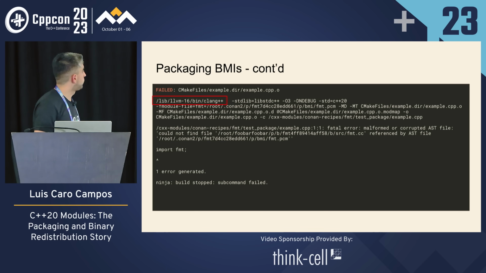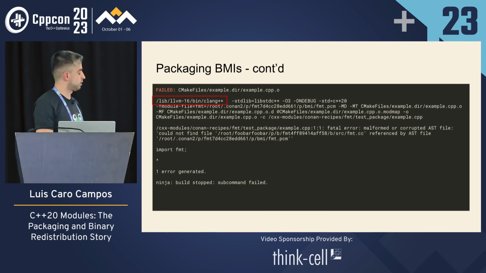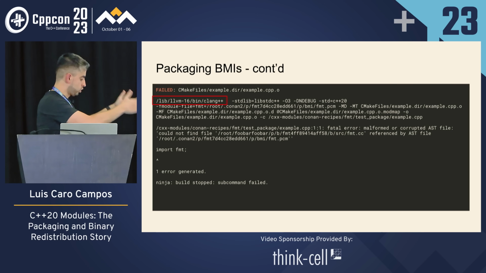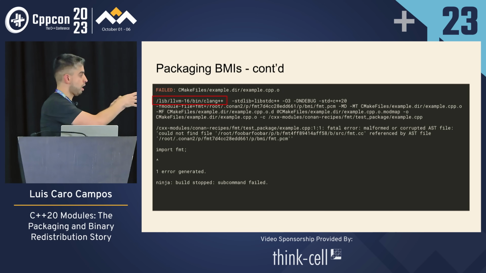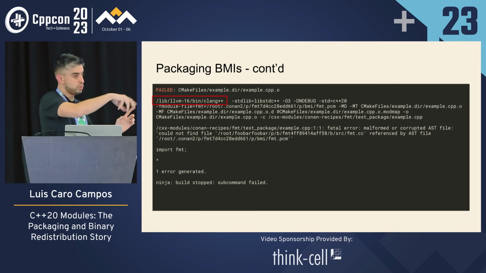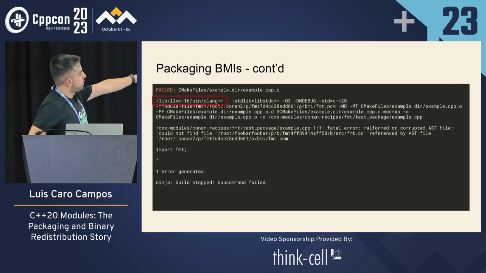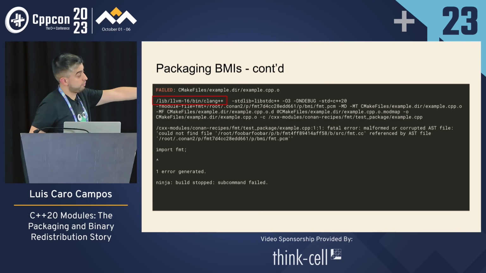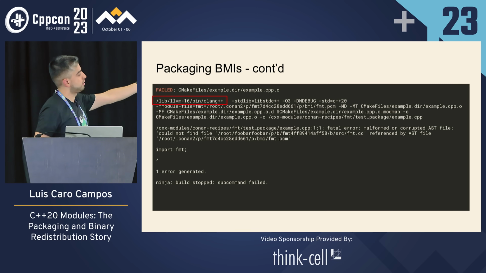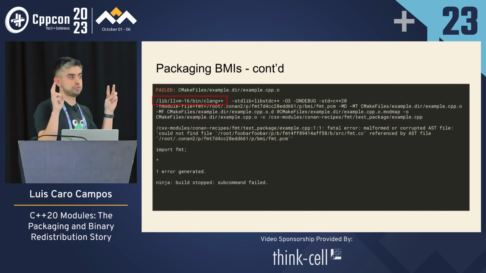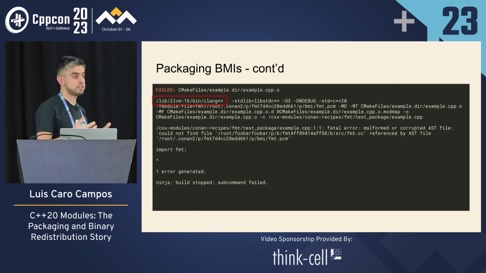Another downside as well is that I tried building the module with the BMI on one computer in one specific file system path and then consume it on a different computer. And then it loads the BMI, but if it cannot find the source file for that BMI, then the compiler is going to fail. And you might think, well, why is that happening? You don't strictly need that file, but it actually does need it.